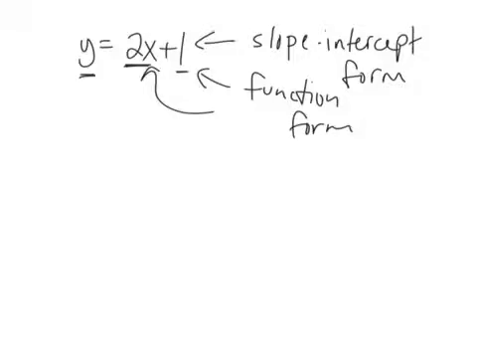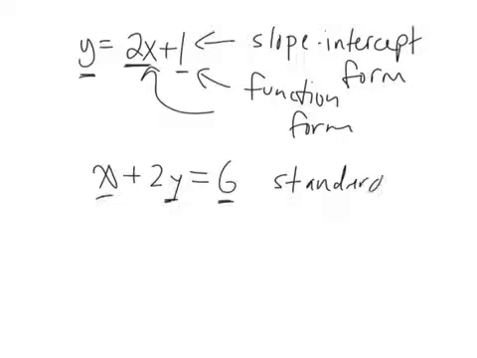Sometimes we'll see equations given in a format that looks like this. x plus 2y equals 6. This is not in function form. When I have the two variables on the same side and a constant by itself, this is called standard form. We can look, this is still a linear equation, but it's given in a different format. It's not solved for y, meaning y is not by itself as it is in the top equation.